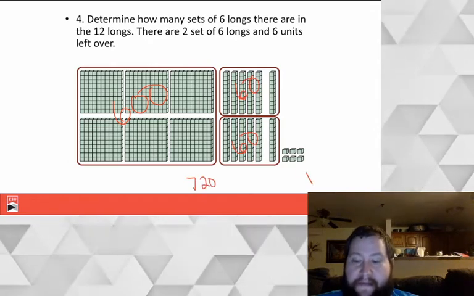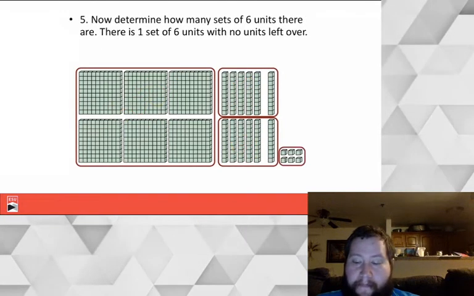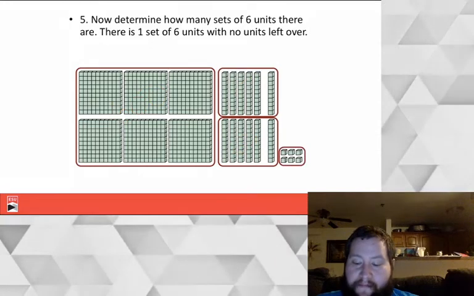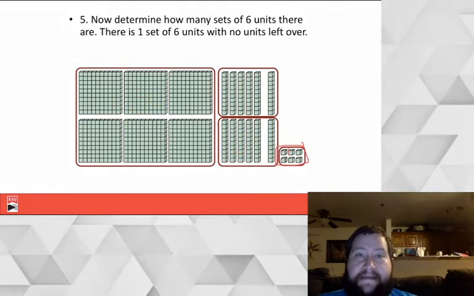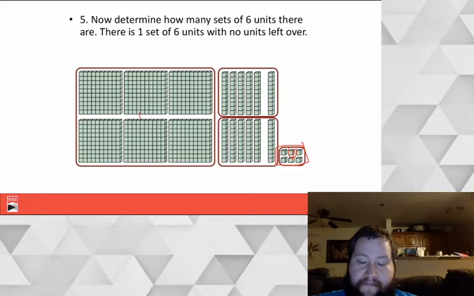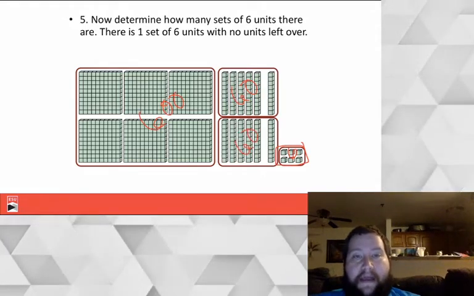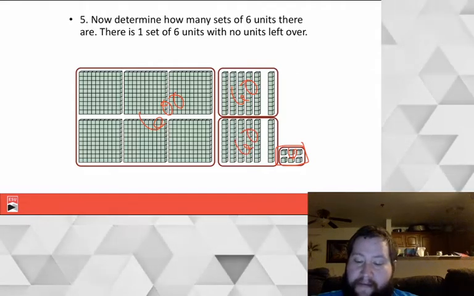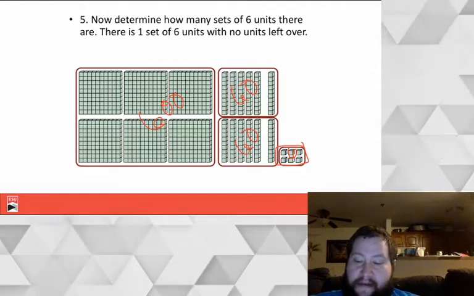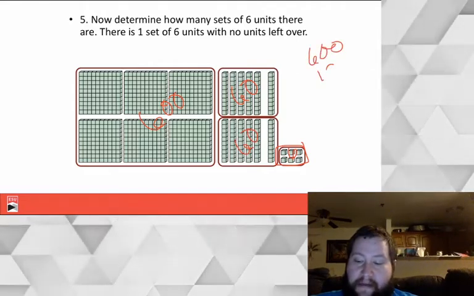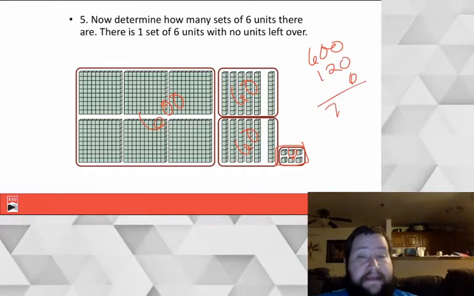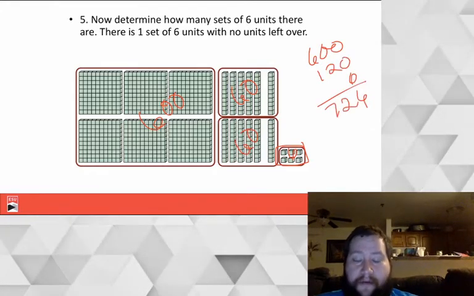And we still have some left over, so we're not done. There's one group of 6 here, which has 6. So there's 600, 60, and 60. And so if you add those back up, we still have 600, 120, 6, 726. Still the number we started with, which is important.